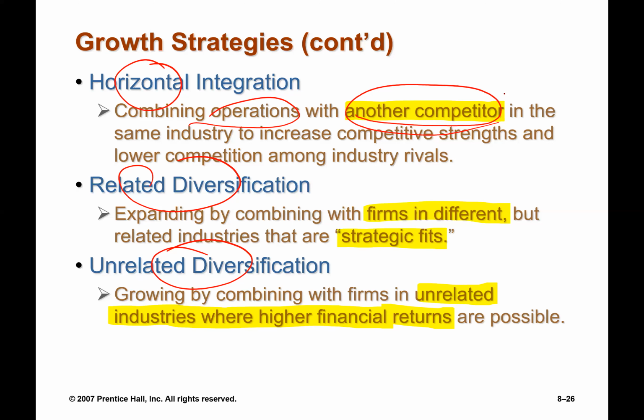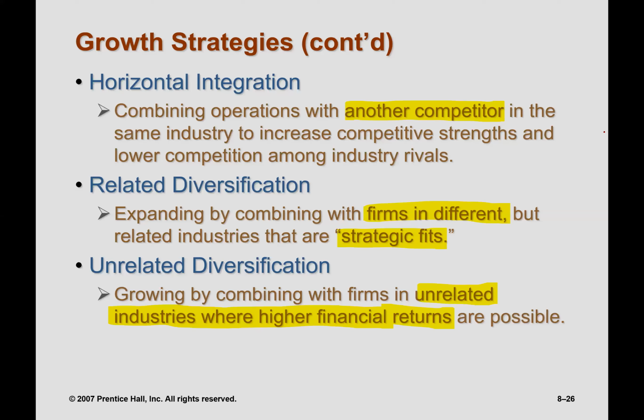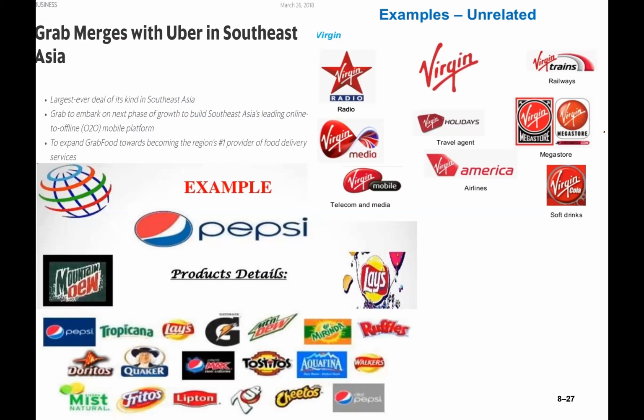And then related diversification. Related diversification means expanding by combining with a firm in a different but related industry. Okay, I do have an example for that. And then unrelated diversification. Okay, next slide. Example. Remember the Uber and Grab.